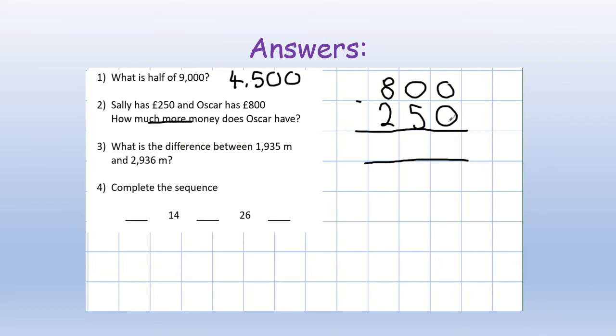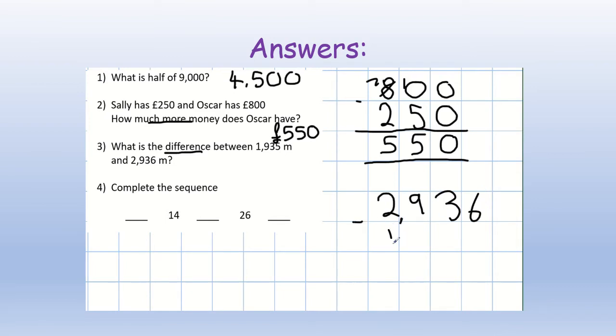So 0 subtract 0 can stay as 0. We can't do this, so we need to exchange. 10 take away 5 is 5, and 7 take away 2 is 5. So Oscar has £550 more than Sally. The difference, again, is a subtraction. So 2,936 subtract 1,935.